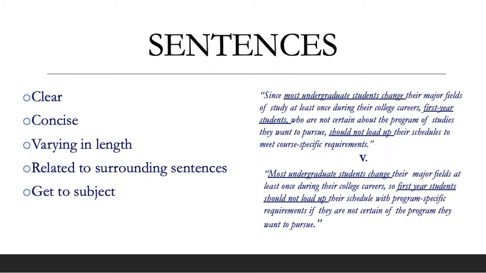One of the most important parts of editing is the very granular process of rereading every sentence. Each sentence should be clear, concise, varying in length, related to the surrounding sentences, and getting to the subject and verb within the first few words. Let's take a look at two sentences about the same subject that illustrate these characteristics. See if you can see why the second sentence gets at the important subject more efficiently.